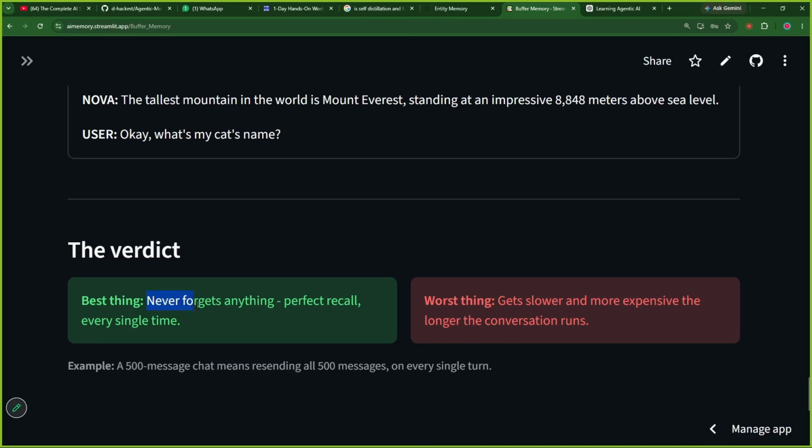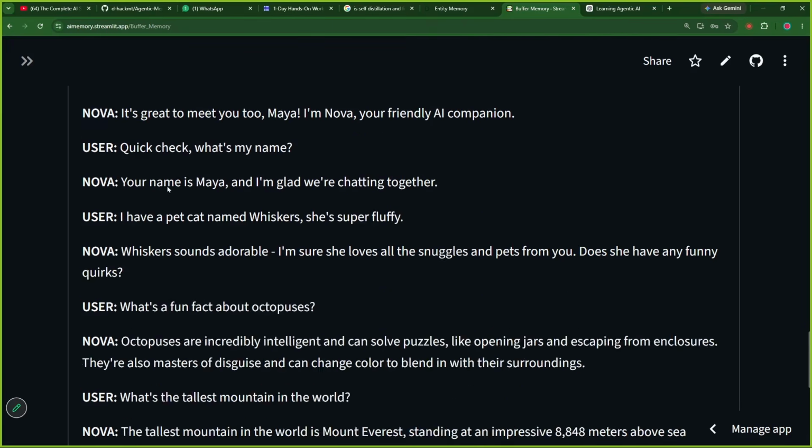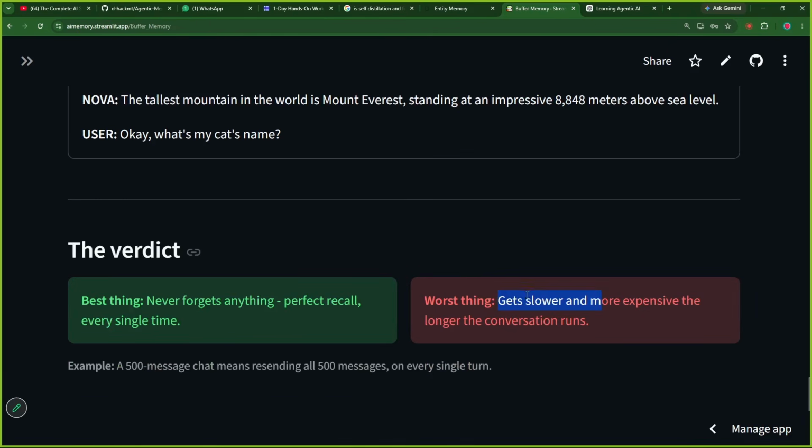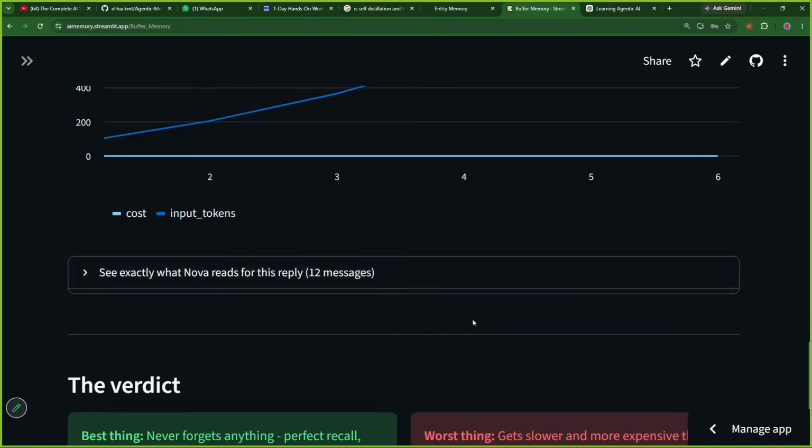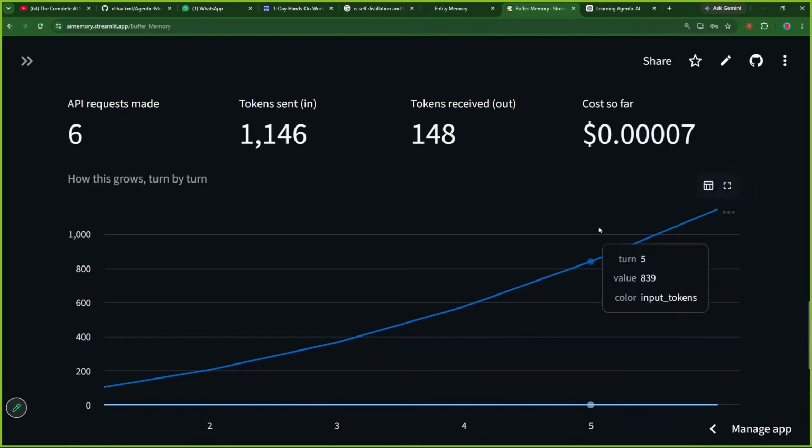The best thing is it will never forget anything. Perfect recall, and every single time it will give you a good response. But if your turns have blown up to 100 turns, then it will mess up your responses, or there will be some hallucination involved. The worst thing is this gets slower because this window will go on getting bigger and bigger. So the responses are slower, and the cost is expensive. The cost will go exponentially high.